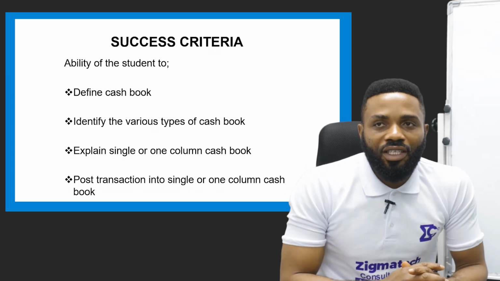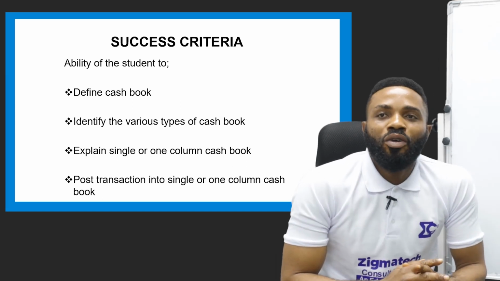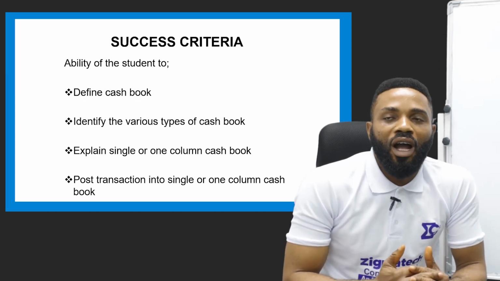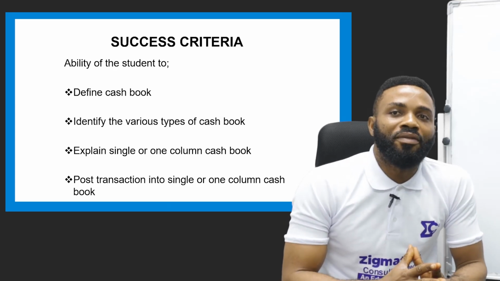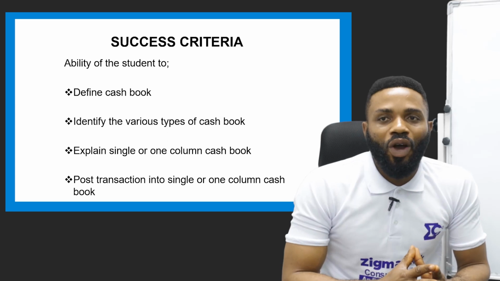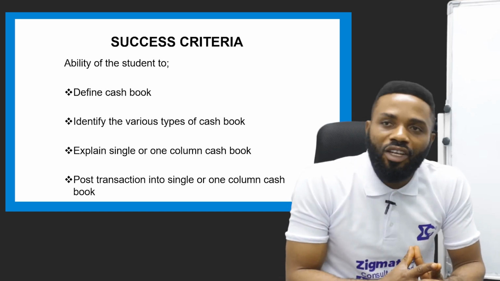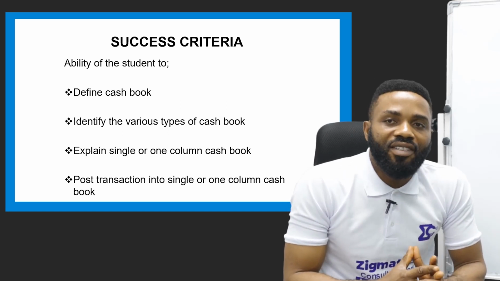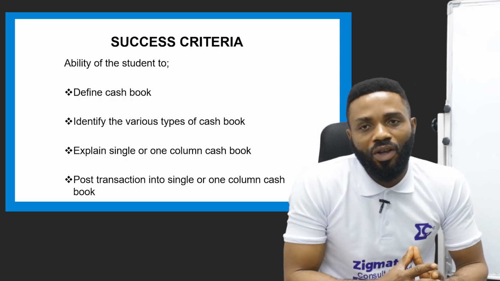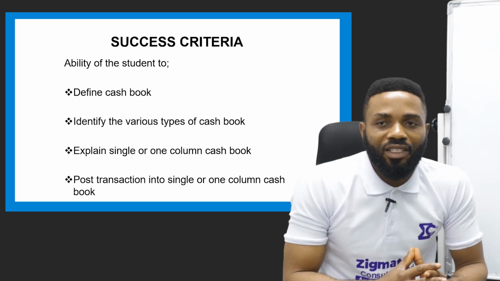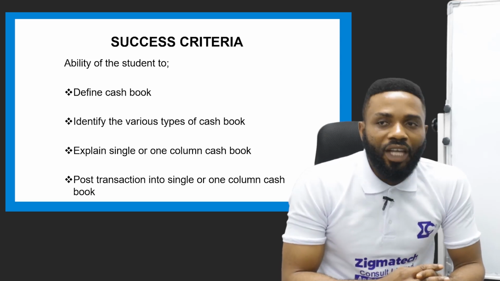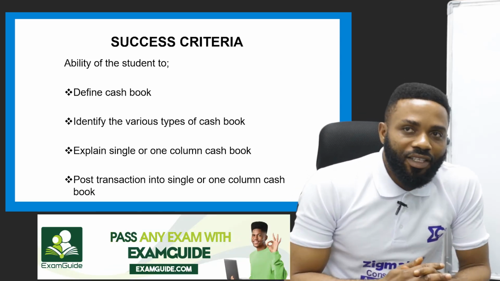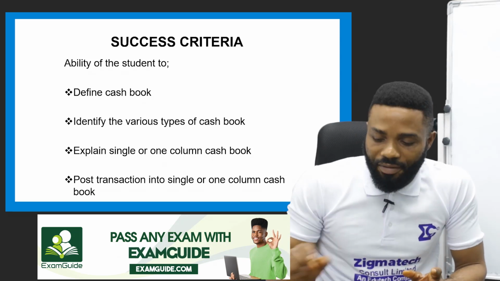And then our success criteria. How do we know? How do we measure our level of success? If at the end of the lesson we are able to define cashbook, we are able to identify the various types of cashbook, we are able to explain single or one column cashbook, and we are able to post transaction into single or one column cashbook, then we can beat our chest that we have achieved our objective.